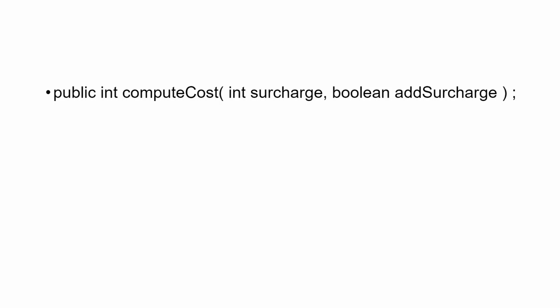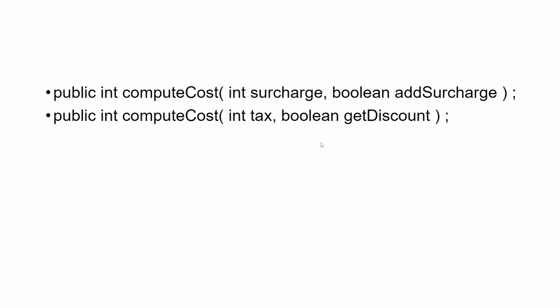Now let's take a look at this example. Let's say you supply two arguments: first is int surcharge and then boolean addSurcharge. This means the surcharge amount, and whether the surcharge has to be added or not, will be supplied as a boolean to this method. Now take a look at this other method: int tax, the tax that has to be levied, and boolean getDiscount, whether there will be any discount. Now here, will this be overloading?